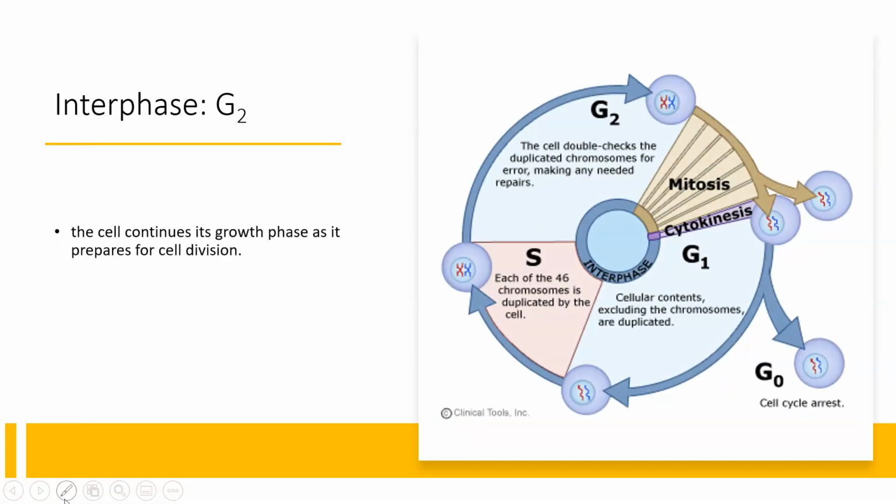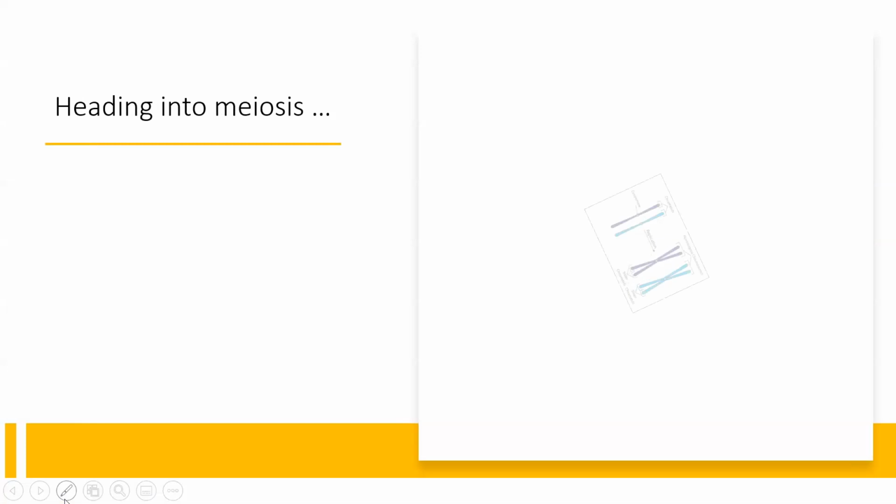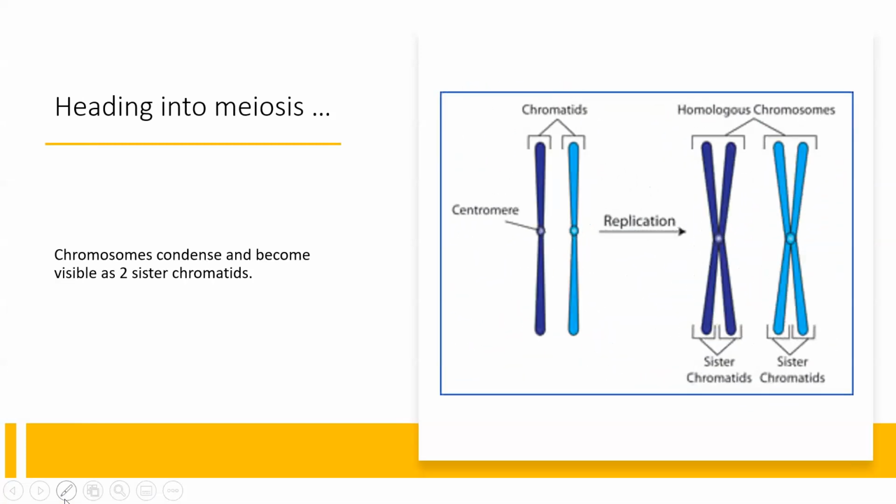Okay, at G2, the cell continues its growth phase as it prepares for cell division. The mitochondria divide and continue to grow. Okay, we're now ready to head into meiosis. The chromosomes have condensed and become visible as two sister chromatids. When I say visible, I mean only visible through an electron microscope.